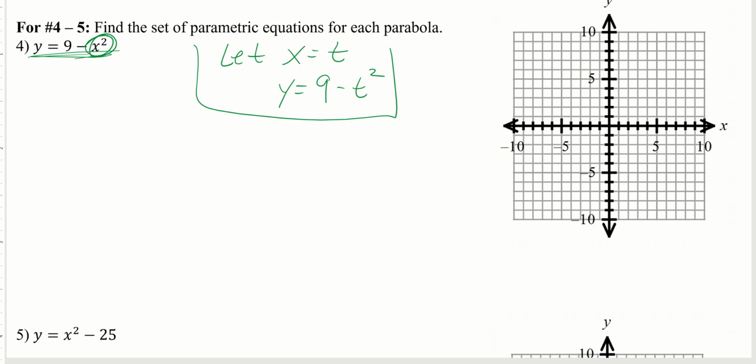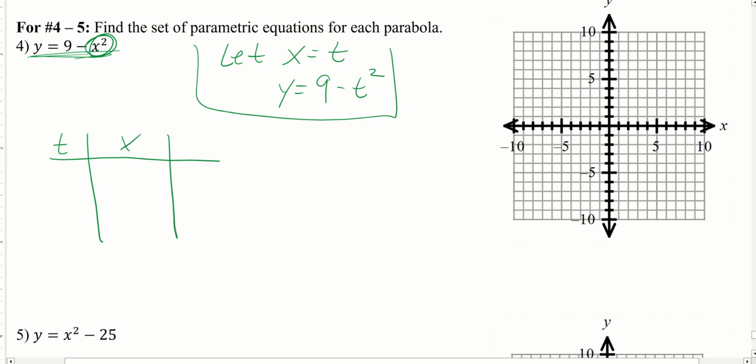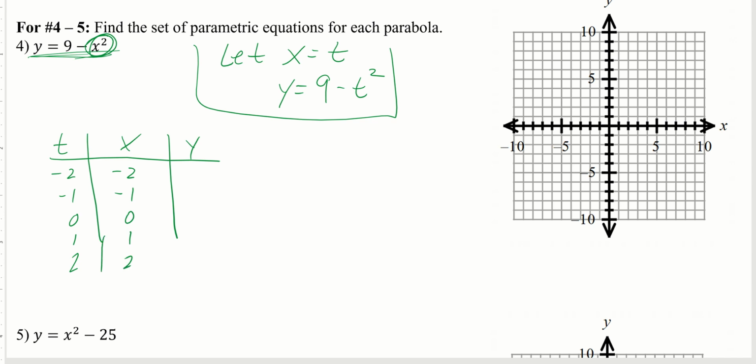So if I go through this one here, it hasn't told us any constraints, or any restrictions. So I'm going to just start with some values: -2, -1, 0, 1, and 2. And we can show that they didn't give us restrictions by the arrows. Here x is super easy because it just matches your t value. And then for y, we're going to do 9 minus t squared.